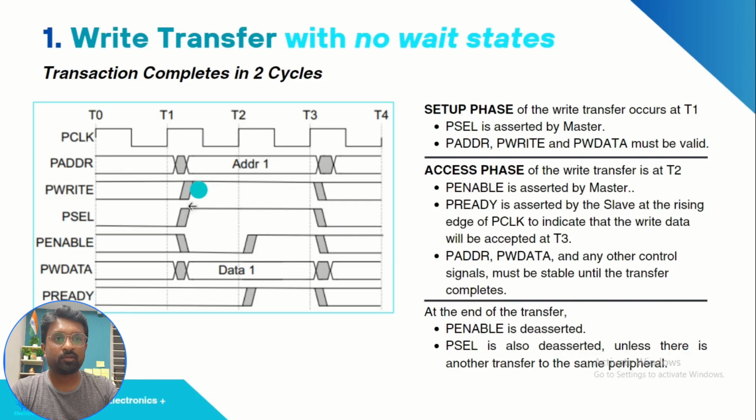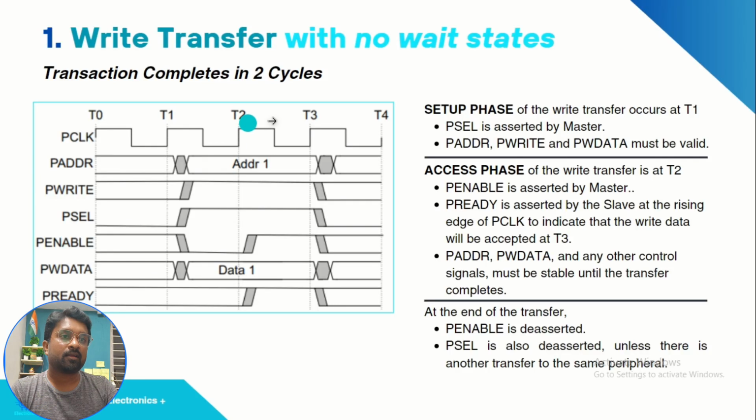And from T1 to T2, if you see, PSEL is going high. It means the master is selecting the slave, so it is the setup phase. In this state, PENABLE should be 0. Meanwhile, PWRITE should be in a valid state, so it is 1. PADDR should be the address where the data is going to be written, and PWDATA should be ready. You can see here, from T1 to T2, PSEL is 1 and PENABLE is 0. We call this state the setup state.